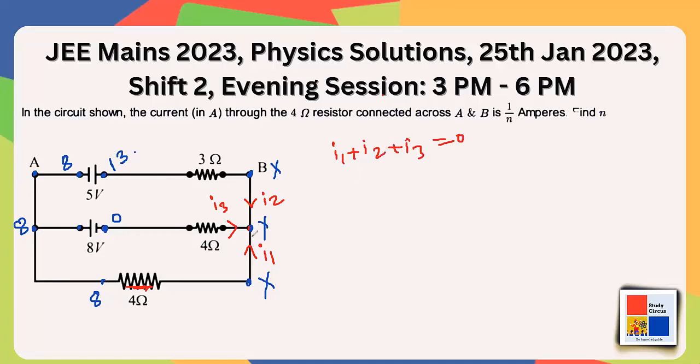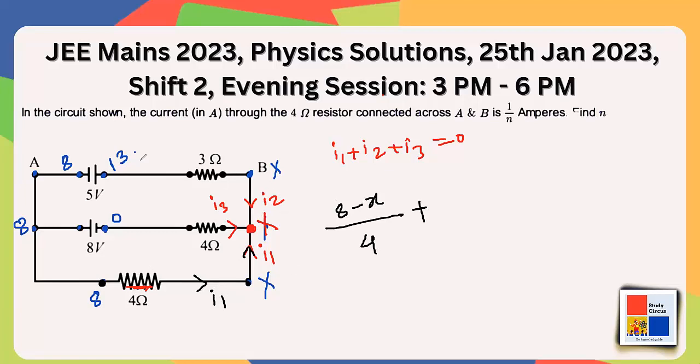This point here I have assumed is at potential x. For I1 I can write the current: this is 8 and this is x. So this current, I1, is going to be (8 minus x) upon 4. That is the current I1.